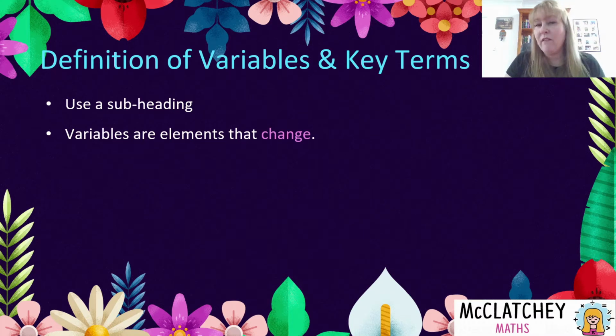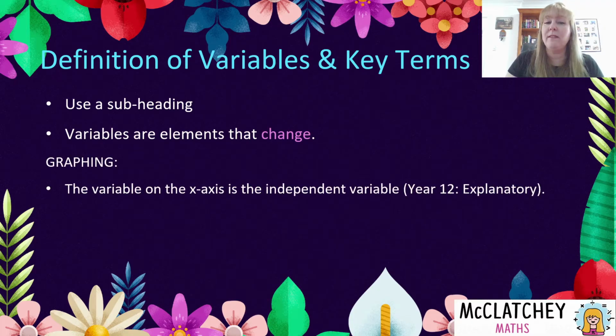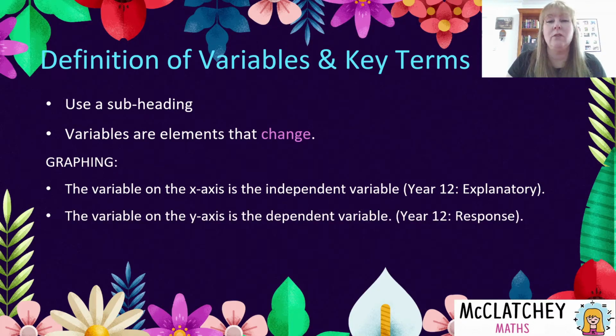If you're looking at bivariate data or graphing anything, variables are what goes on your x-axis and what goes on your y-axis. So, for example, if you're doing year 12, you're going to call that your explanatory and your response variable. And the other grades are going to talk about the independent variable, which is on the x-axis, and the dependent variable that's on the y-axis. So it's really important that in this part of your assignment, if you're going to be graphing anything, you talk about what's the independent variable and what's the dependent variable.